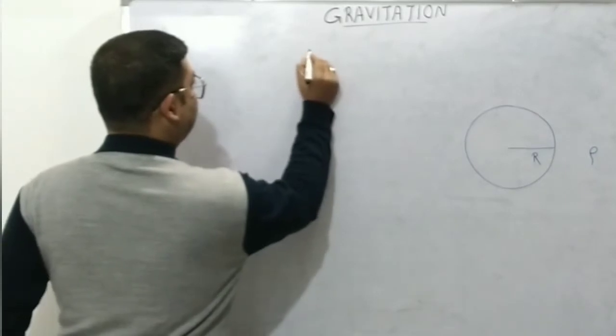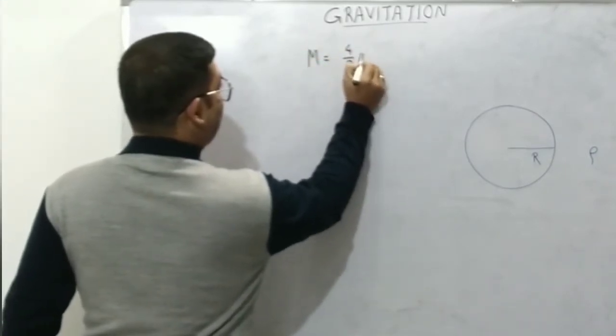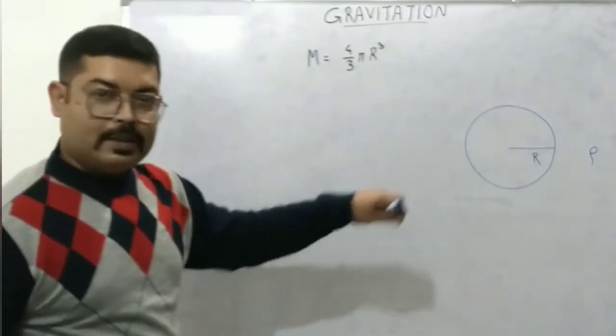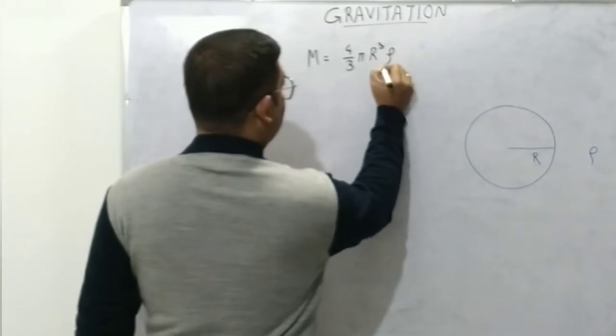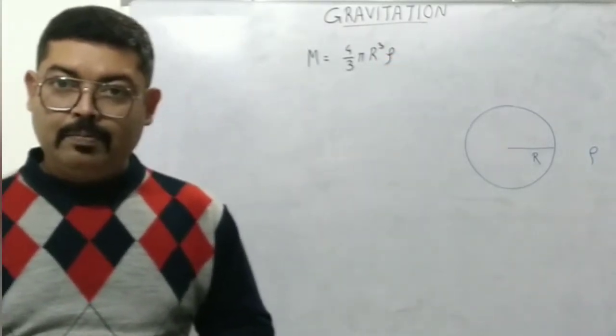which means the mass of Earth, M, will be given by 4 by 3 pi R cube, that is the volume of a sphere of radius R, multiplied by the density of Earth, and so we get the mass of Earth to be 4 by 3 pi R cube into rho.